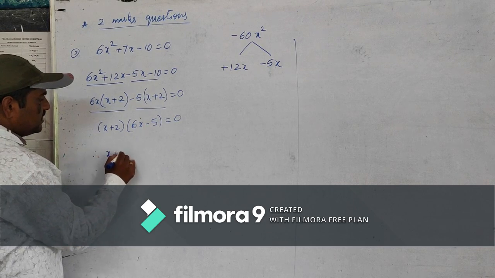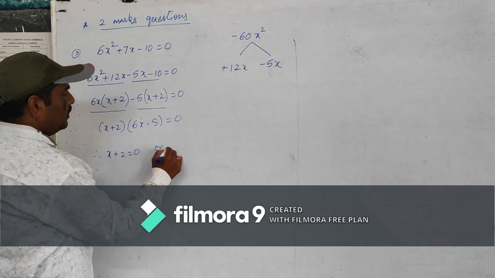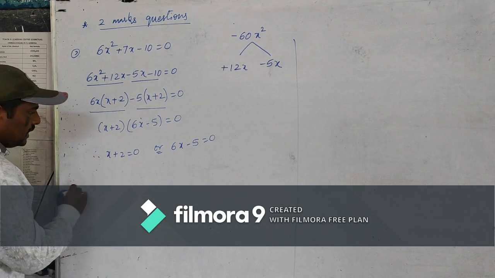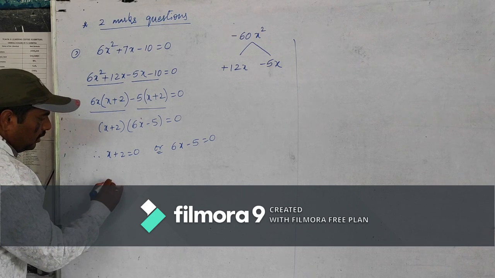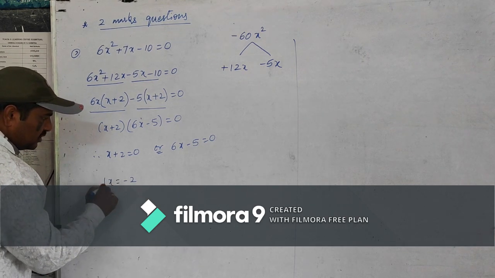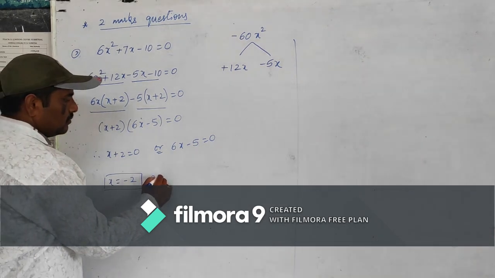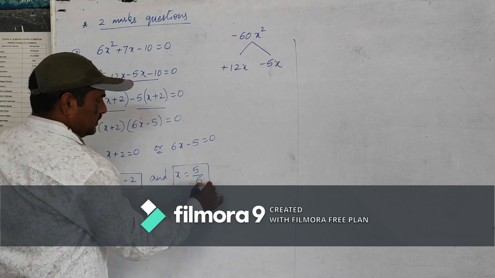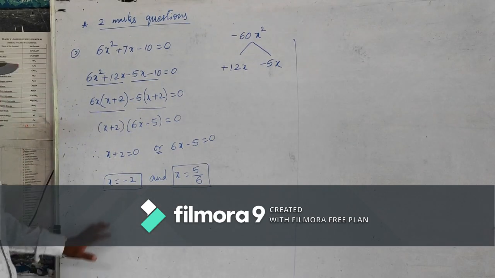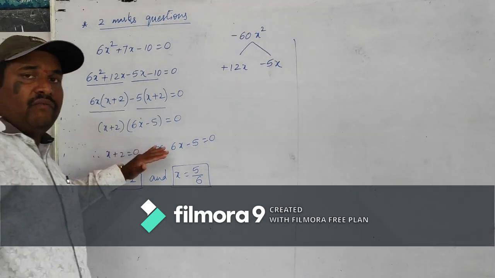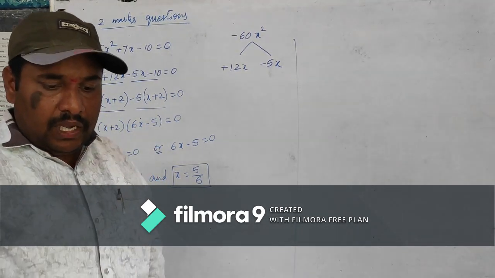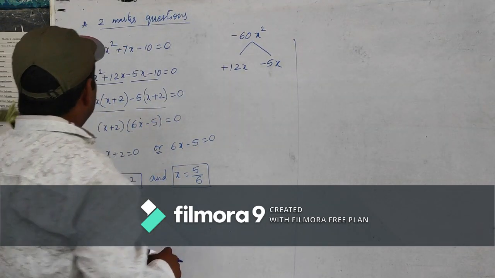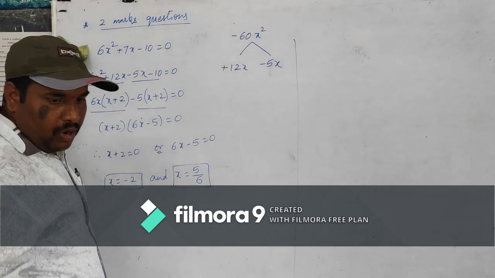Therefore, x plus 2 equals to 0 or 6x minus 5 equals to 0. Now x is equal to minus 2 and x is equal to 5 by 6. These are the two roots of the quadratic equation. We solved here by factorization method. And see the another question in the 2 marks.